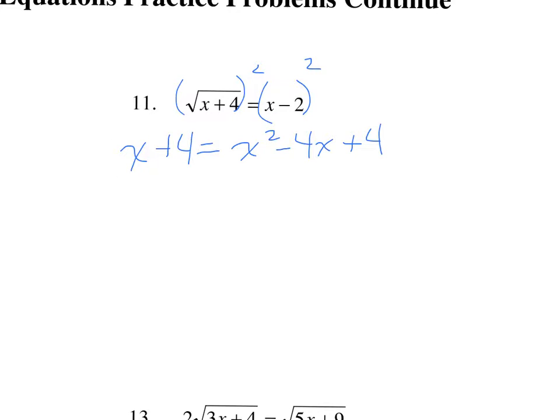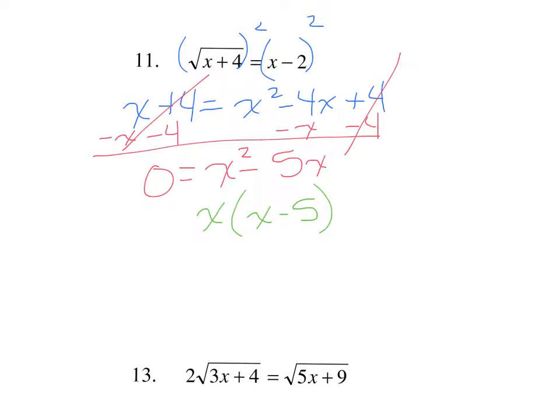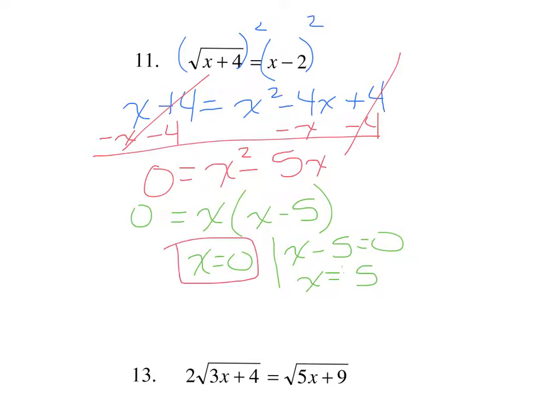So now I need to subtract all this stuff so I can make this quadratic equation equal 0. We can subtract x and 4 at the same time. That gives us 0 on this side with x squared minus 5x, and these 4's cancel. So we just need to factor out a GCF here. That's the next step to solving a quadratic equation, or you could use the quadratic formula if you know it. So we end up with x equals 0 and x minus 5 equals 0, which says x equals 5. So we have two solutions, x equals 0 and x equals 5.